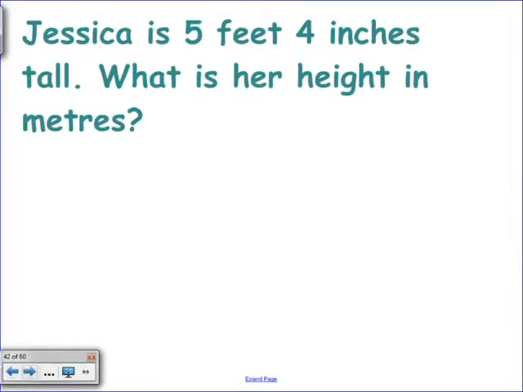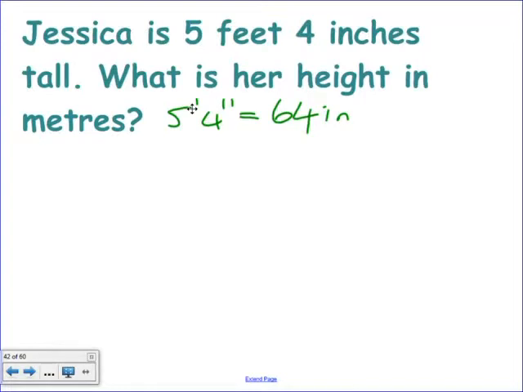Okay. So Jessica is 5 feet 4 inches tall. What's her height in meters? Right, let's do this then. What's the first thing I'm going to have to do? Work out how many inches there are. Brilliant. So I've got 5 feet 4. So how many inches is that? 64, because 5 12s is 60 plus the 4 is 64 inches.